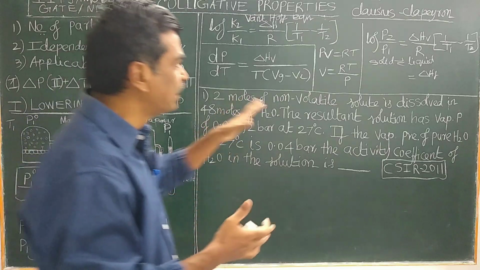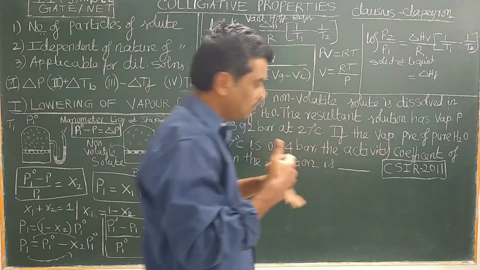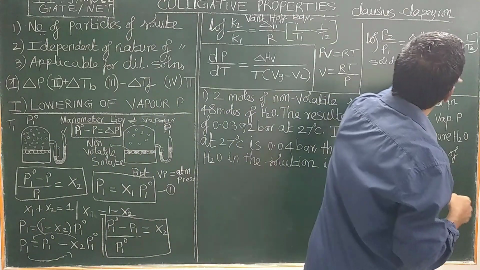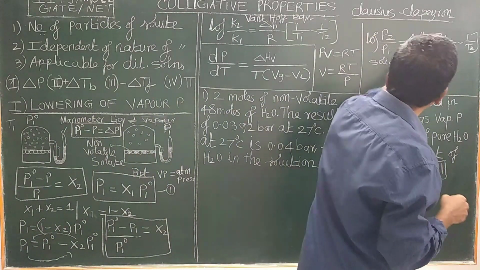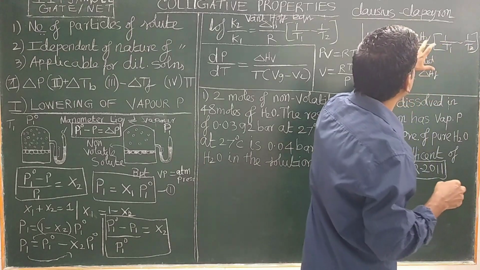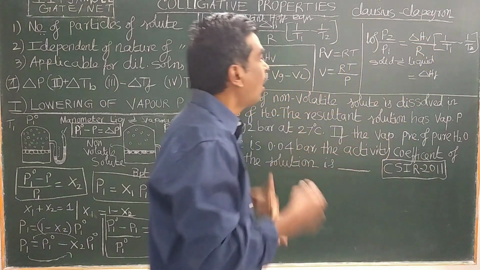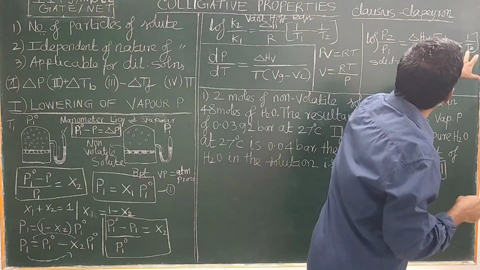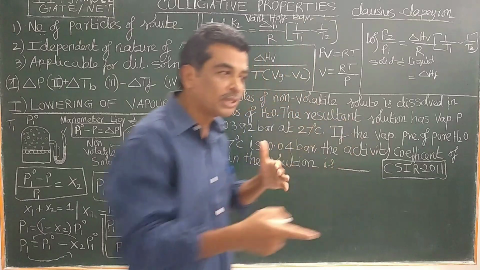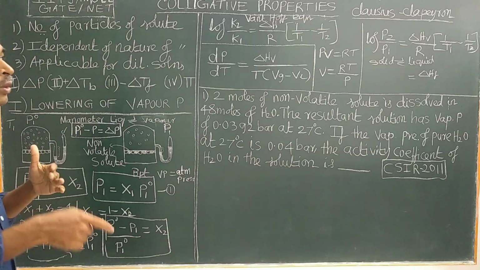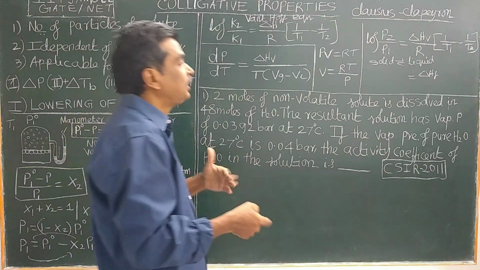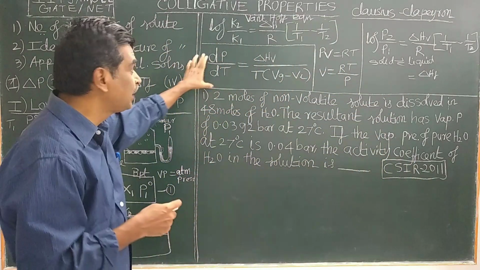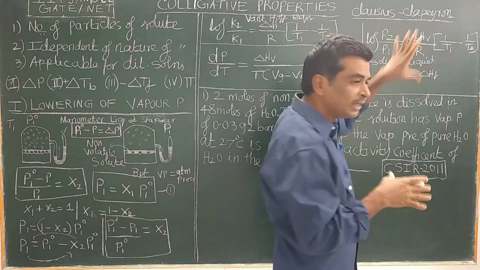Many problems were asked based on this equation. Kindly try to solve as many problems as possible. For example, you are given P1, P2, T1, T2, and you will be asked what is the enthalpy of vaporization. Or you will be given the enthalpy of vaporization, P1, T1, and T2, and asked to find the vapor pressure at temperature T2. Similarly, all sorts of questions are possible. The Clausius-Clapeyron equation is an important equation.